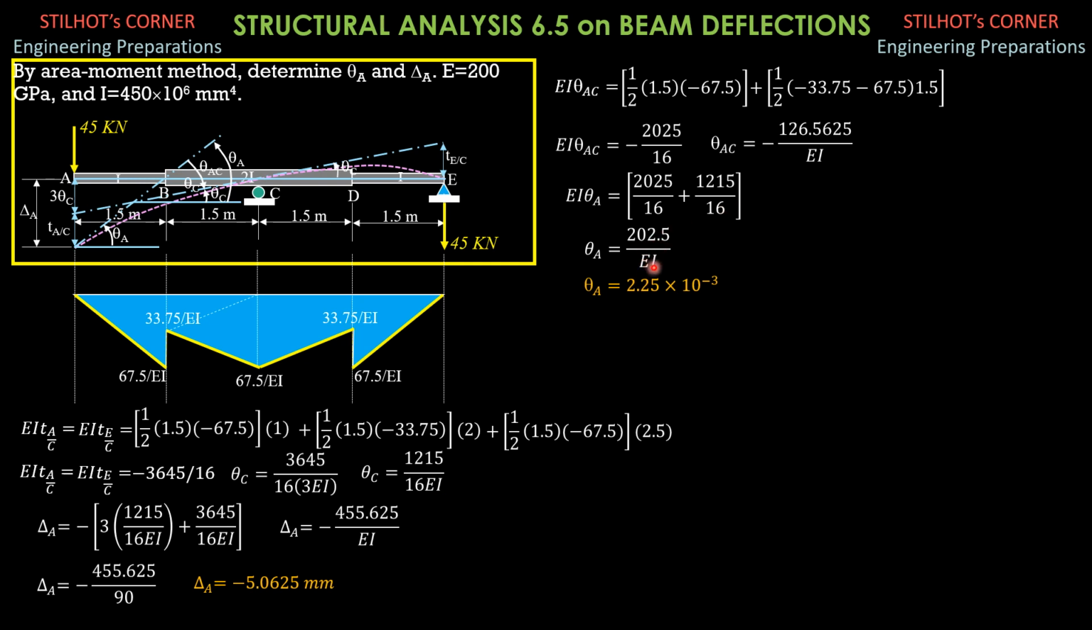And since EI is 90,000 kilonewton meter square, 202.5 kilonewton meter square over 90,000 kilonewton meter square is 2.25 times 10 to the negative 3 radians. So there's no need to put the unit radian because that is understood radians. So that's it for this video.